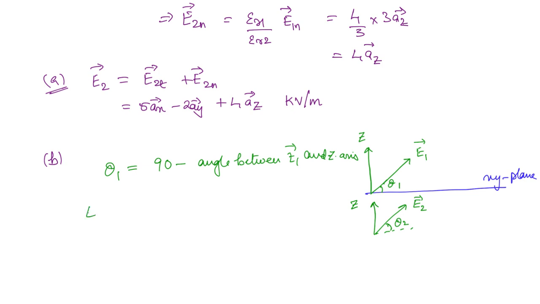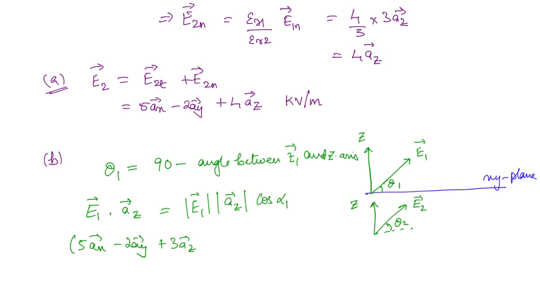How? We can find E1 bar dot AZ bar, the unit vector along the Z axis. What will this be? The magnitude of each of them into the cosine of the angle. Let's take this angle as alpha 1. We know E1 bar, which is 5AX bar minus 2AY bar plus 3AZ bar, and we know AZ bar. So this is E1 dot AZ bar.